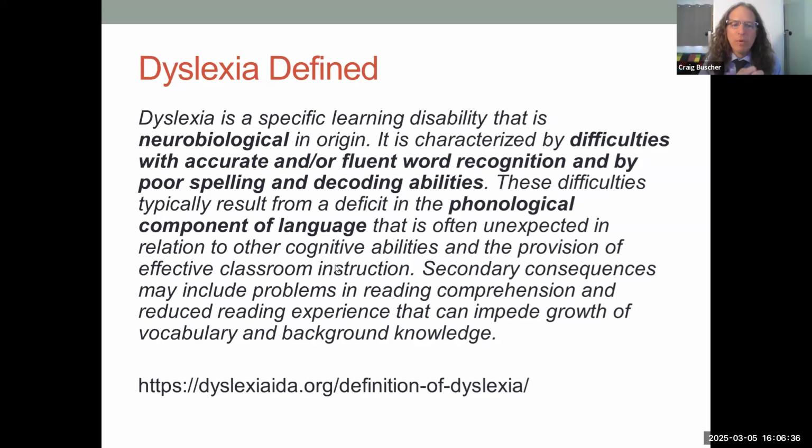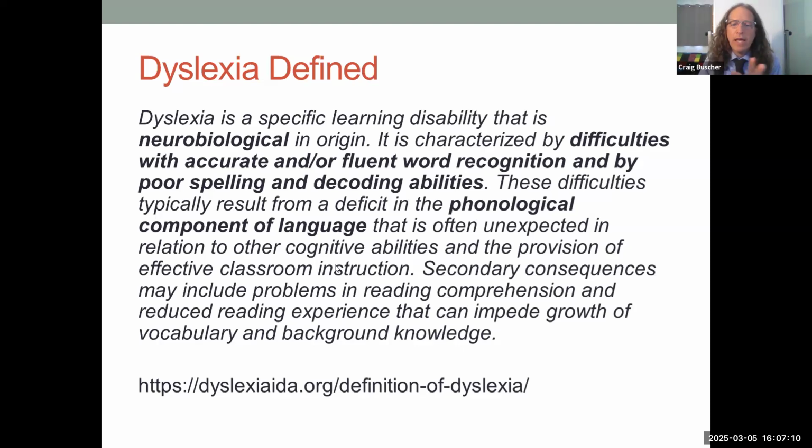These difficulties typically result from a deficit in the phonological component of language. That's often unexpected in relation to other cognitive abilities and the provision of effective classroom instruction. So there are other things cognitively that you can do really, really well, including perhaps understanding language as it's spoken to you. But then when you get to written language, the issue is converting written language into spoken language.